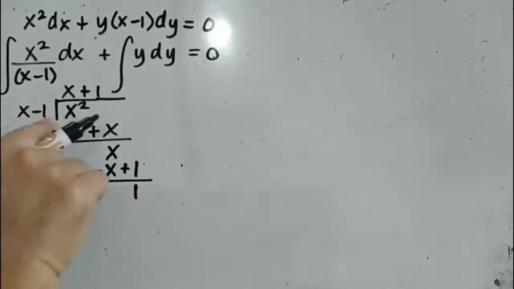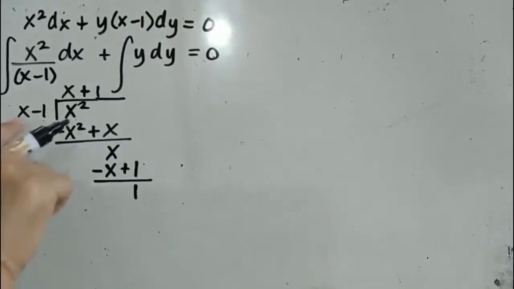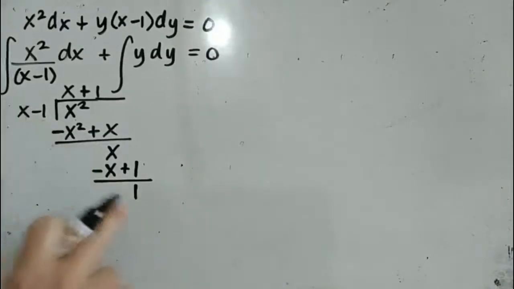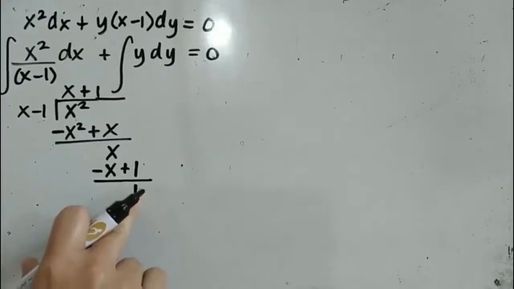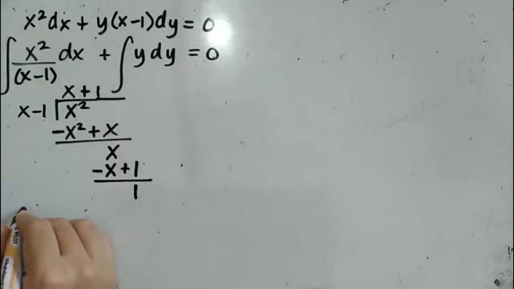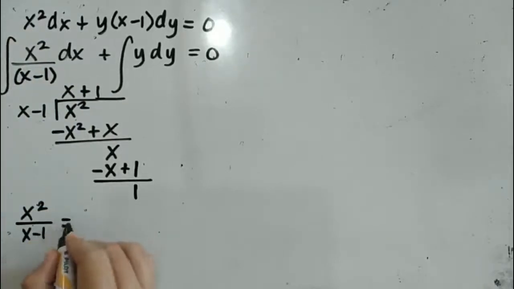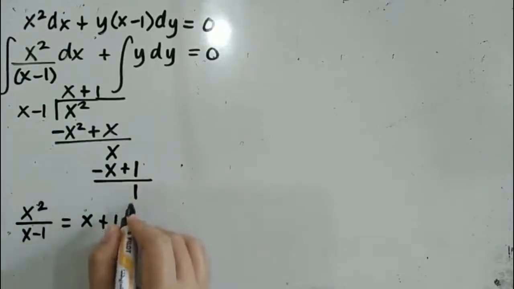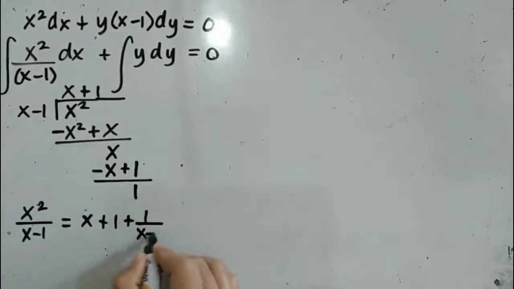1 divided by x minus 1, so our remainder is 1 over x minus 1, because supposed to be we need to divide 1 with x minus 1, but since it cannot be divided anymore, the remainder is 1 over x minus 1. So this whole expression x squared over x minus 1 is equivalent to the expression x plus 1 plus the remainder, which is 1 over x minus 1.